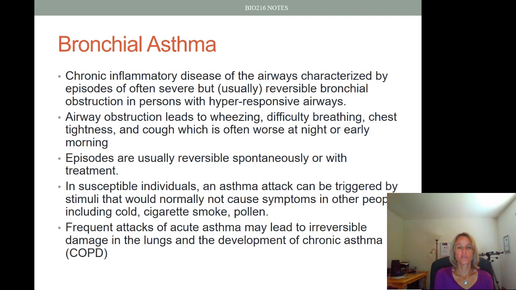These episodes are usually reversible spontaneously in some cases, or with treatment by a bronchodilator. So many patients with asthma will carry a rescue inhaler that's a beta agonist that causes bronchodilation. Asthma attacks can be triggered by stimuli that wouldn't normally cause symptoms in other people. Now, if a patient has frequent severe attacks of acute asthma, this can lead to irreversible damage in the lungs, and then that would lead to the development of chronic asthma or COPD.